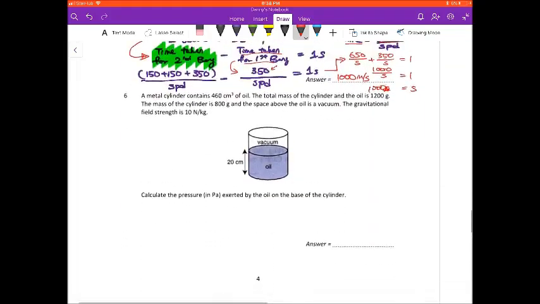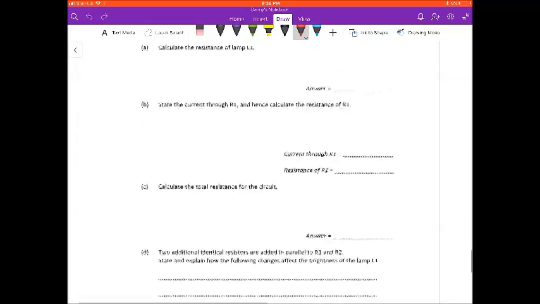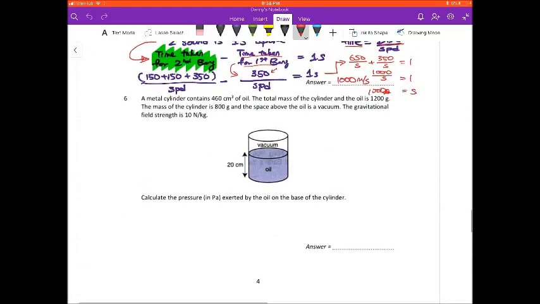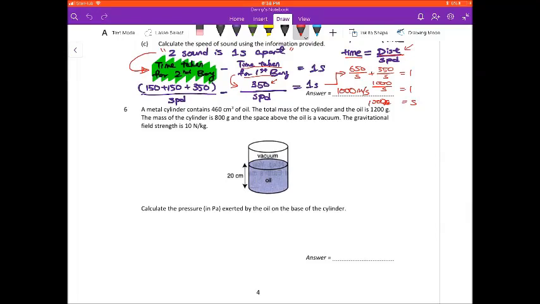Okay, let's carry on with your question 6. Question 6 is about this cylinder having a volume of oil, and you are told the total mass of the cylinder and oil is 1200 and the mass of the cylinder is 800. So from this information, you know the volume of oil is 460 cm cube.